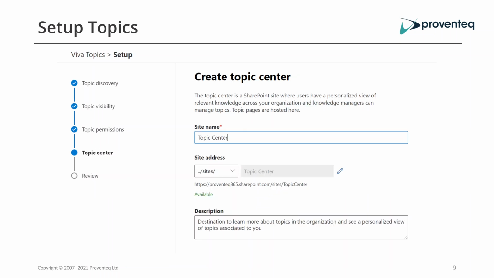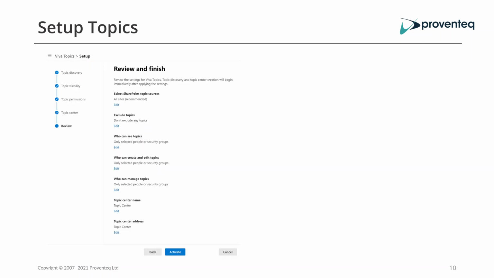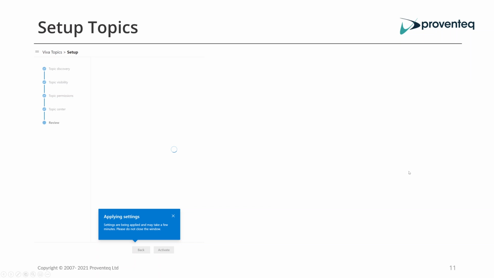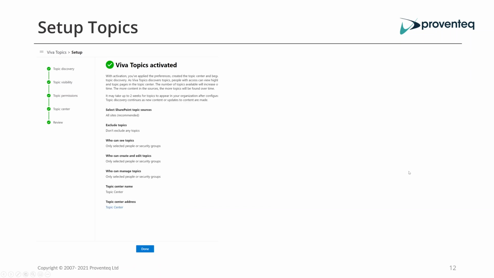Typically, the creation and management of topics would be managed by a select group of people rather than everybody within the organization. And the last step is to create the topic center. The topic center is the SharePoint site that will be the main portal to see what topics have been discovered and suggested, and where you would then do the curation and management of topics. Once you have gone through the wizard, it'll give you the final set of parameters that has been picked up from you, and once you click activate, it will enable topics and provision the site collection for a topic center. Once everything is done, you would get a message that Viva Topics is activated within your tenant.